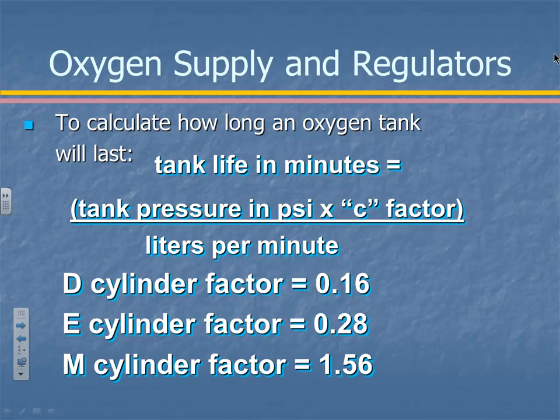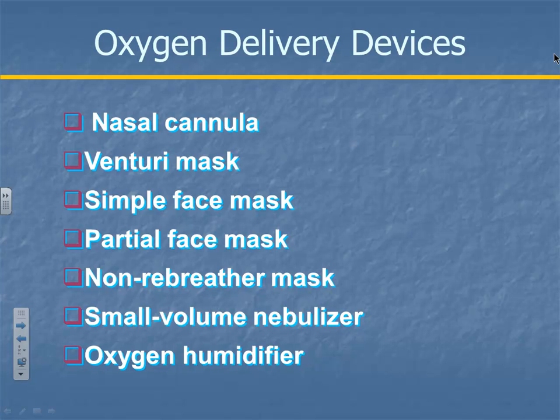Your tank pressure, your PSI, we hope it starts out at 2,000, times the C factor. And the C factors are these things. Say if I've got an M cylinder on the ambulance, I'm going to say times 1.56, and it's going to give me the number of minutes that should last. Anyway, nobody's going to memorize the C factors. Probably once in your whole life you might use this, and you're going to have to look it up.